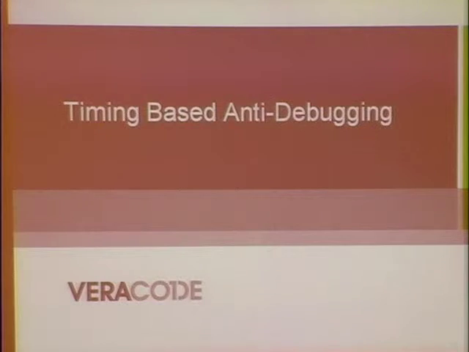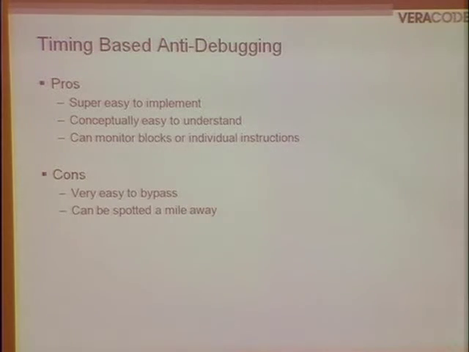And the last group, I'm right on time, is timing-based anti-debugging. They're super easy to implement. Conceptually, very easy to understand, and they can monitor large blocks of instructions if you want to keep a check on that, or individual instructions. On the downside, they're very easy to bypass and generally can be spotted a mile away. You just look for subsequent checks for time and then a comparison against the delta of those values. So from an anti-debugging perspective, they're easy to bypass.